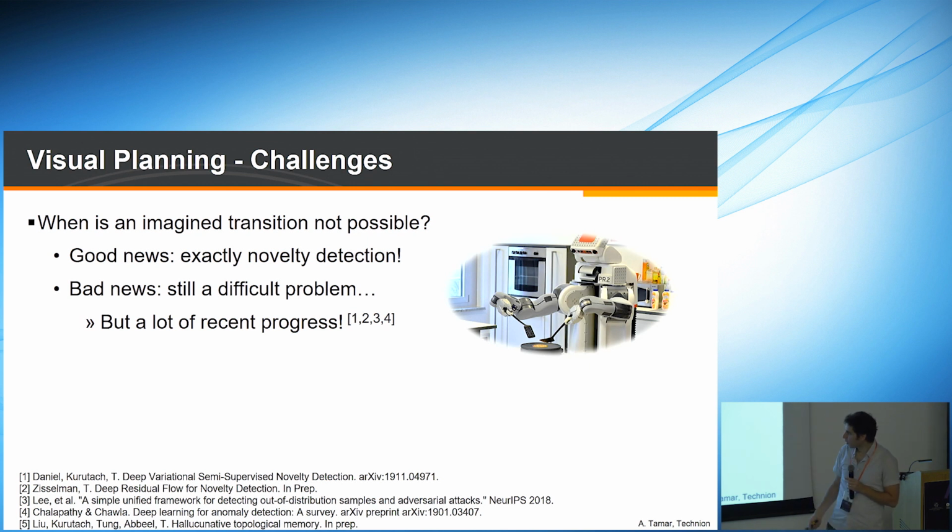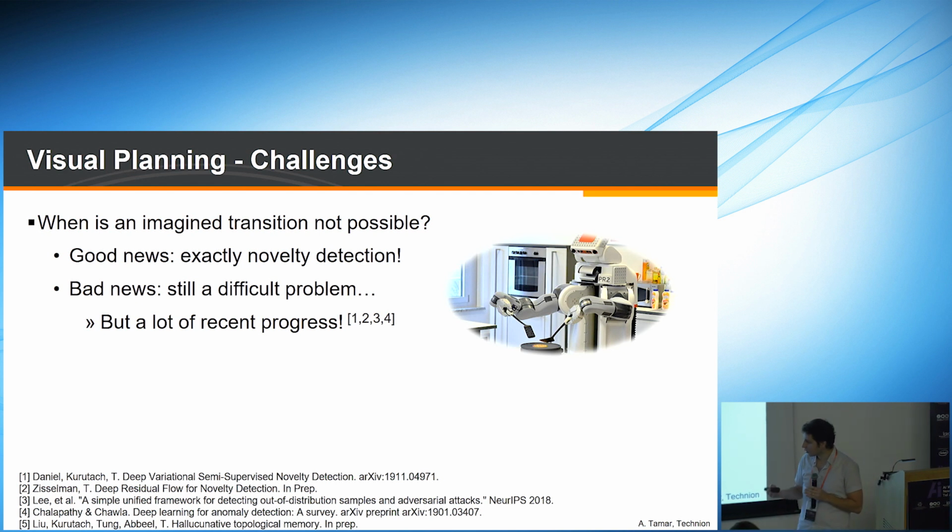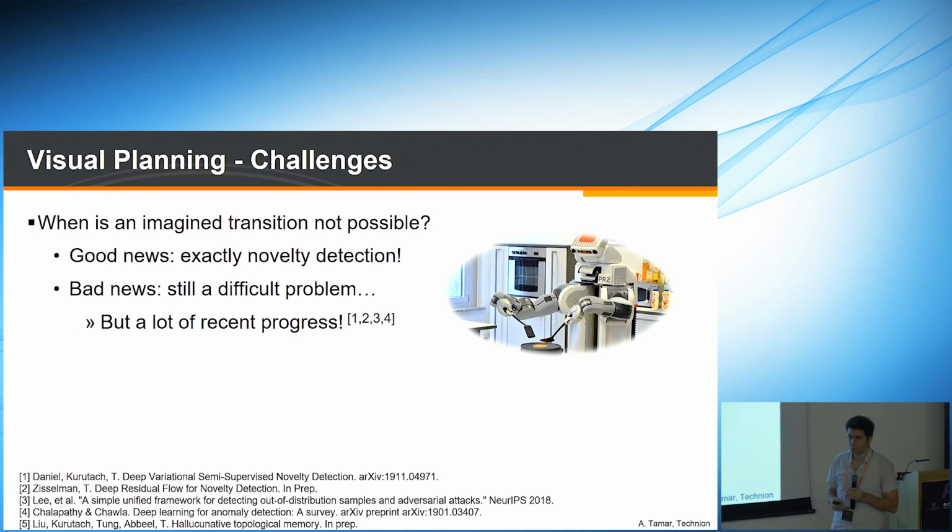There's been a lot of recent progress, and we are also pushing in that direction ourselves. And I think that this is also a very important problem for general reinforcement learning, where in general we have some kind of model. We want to figure out when it's correct and when it's wrong, and we still don't have very principled ways of doing that.